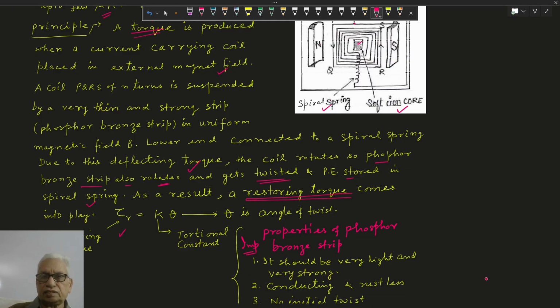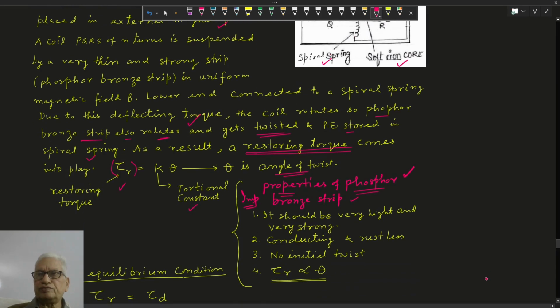The restraining torque is given by K theta. This torque of R means restraining torque. K is called torsional constant. Theta is the angle of twist. Phosphor bronze strip is not a very simple wire, but a very special alloy here. There are some properties of this wire or strip. It should be very light and very thin also, and very strong also. It should be conducting. Microampere current passes through it, so it should be a conductor. And rustless होना चाहिए. No initial twist. Initial twist होगा तो रीडिंग गलत हो जाएगी.